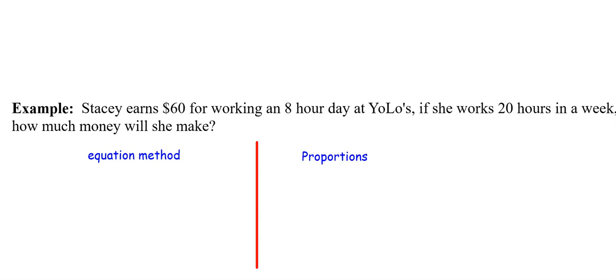So like on this one, you can set up proportions. Direct variation works really well with proportions. So you can say, well, $60 is to 8 hours in the same way that 20 hours would go down here, right? Because hours are in the denominator. So you keep things kind of symmetric and solve, and you can solve that out.